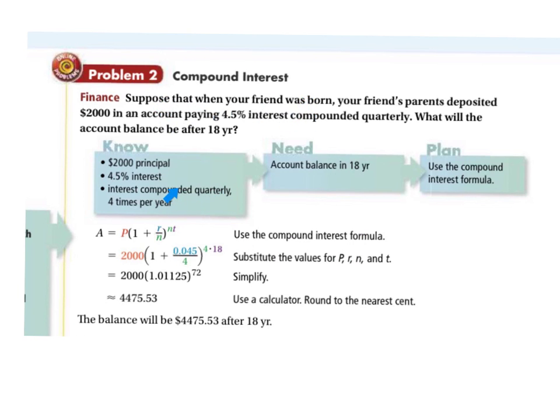I've stolen this example here for your vocab. Compound interest, you can see here how it's used. It says, suppose that when your friend was born, your friend's parents deposited $2,000 in an account, paying 4.5% interest compounded quarterly. What is the account balance after 18 years? Notice compounded quarterly, so that's 4 times a year. I'm going to write that here so you don't forget that. 4 times a year. Now, 4.5% as a decimal.